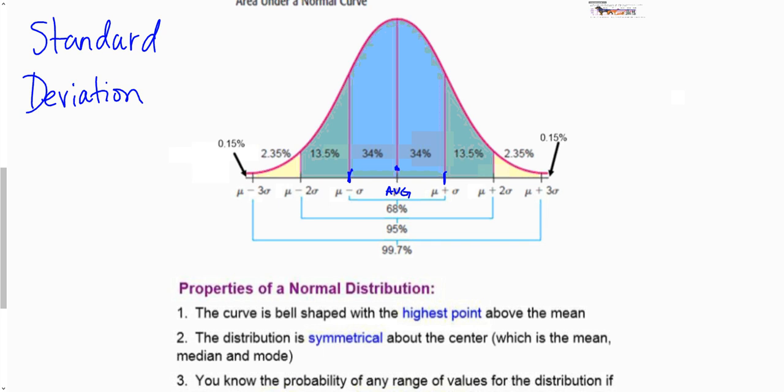What does it mean to be standard? What does the word standard mean? What did you say? Yes. Standard is what's basically normal. Do you guys know what it means to deviate from something? Yeah, it means go away.